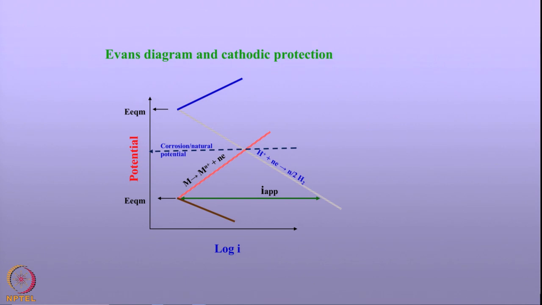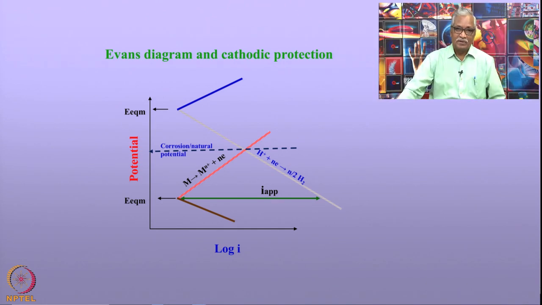Let us start with the well known diagram, the Evans diagram, and how it is related to cathodic protection. We have seen this in the last couple of lectures. Now, the cathodic protection criteria will be discussed in relation to this diagram. What is shown here is when you have a structure buried in an electrolyte or maybe in the soil, it exhibits a potential which is called the natural potential or corrosion potential. And corresponding to this potential, the metal dissolves given by this current, the corrosion current density.